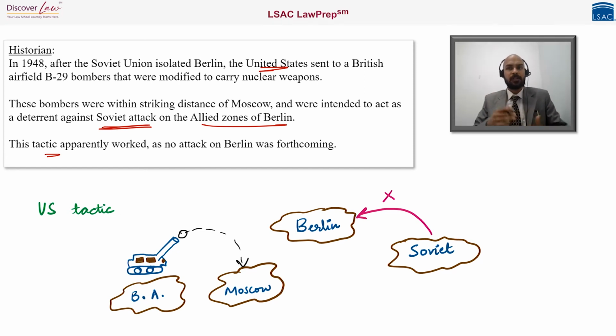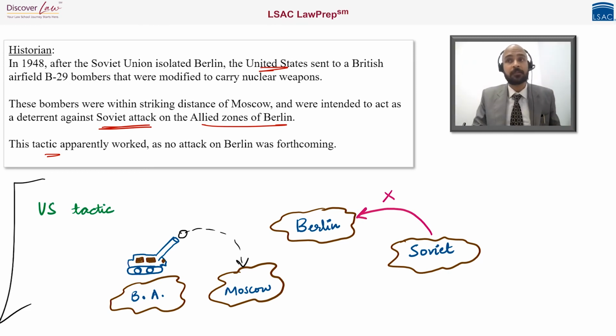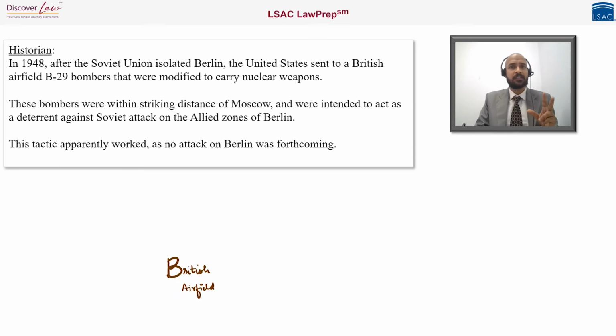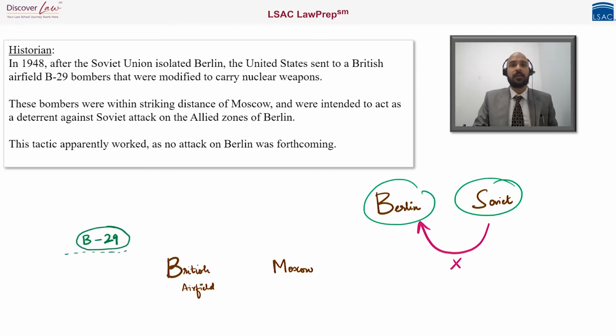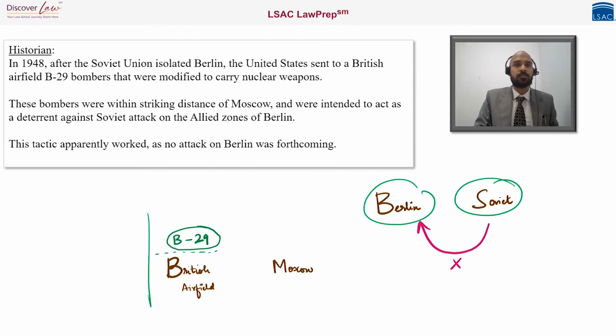Now, let's look at this once again. You see, by drawing a little diagram in your head, you don't really need to draw this in the exam, but I think it enhances your clarity. Let's do this again. So basically what we are saying here is that there's a British airfield, there's Moscow close by within striking distance, and then there's Berlin somewhere, and there's Soviet somewhere. Okay. Now, to deter an attack on Berlin by the Soviet, B-29 bombers were brought to a British airfield by the US.